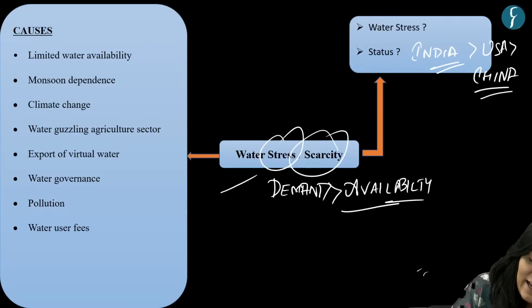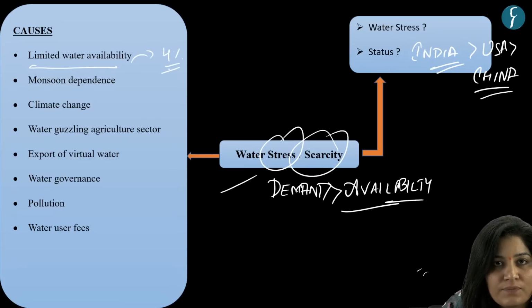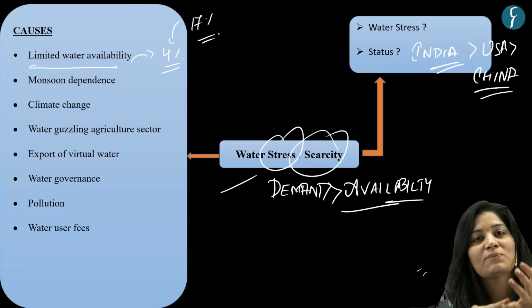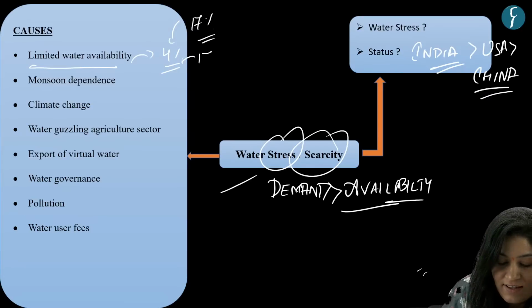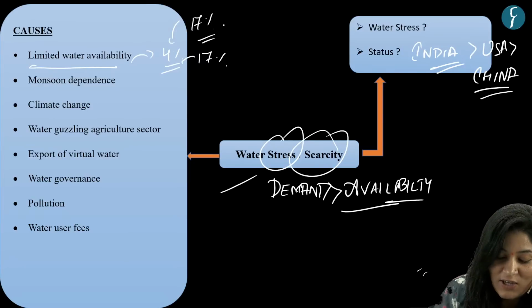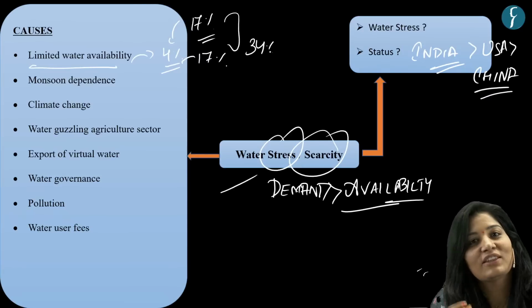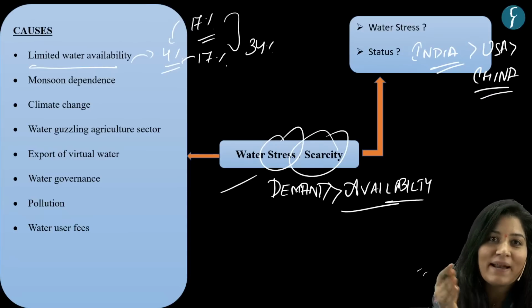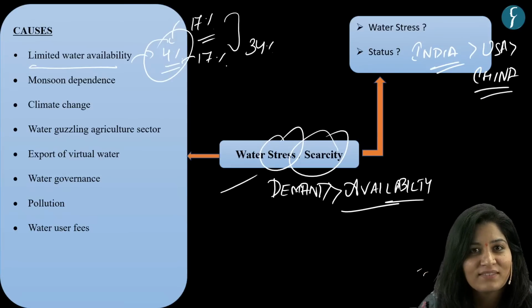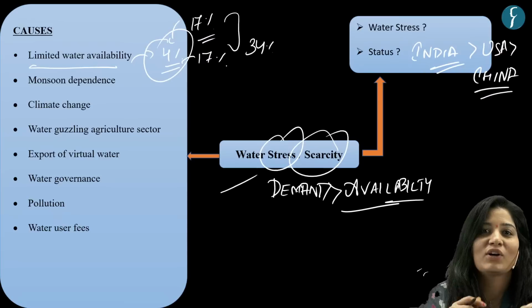The first one is limited water availability. Now you know that India holds 4% of fresh water resource, and on that 17% of world's population is dependent. 17% of world's livestock population is also dependent on that. So if you take the cumulative of this, that is 34 percent. Now 34 percent of living organisms are dependent on 4%. Obviously this is a visible imbalance, and this is one of the causes behind water stress.